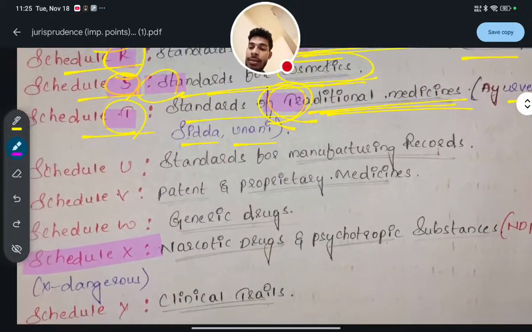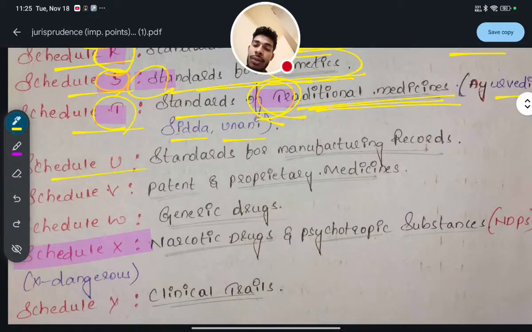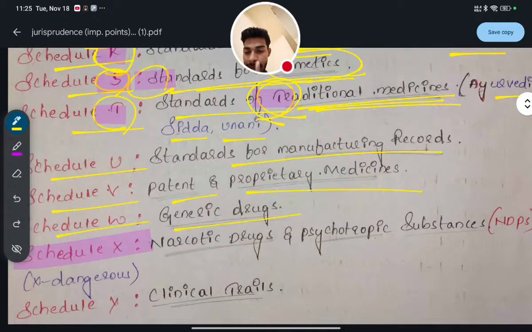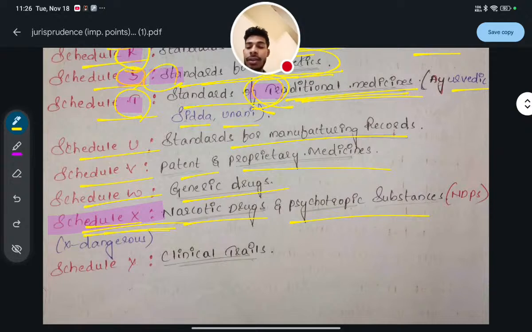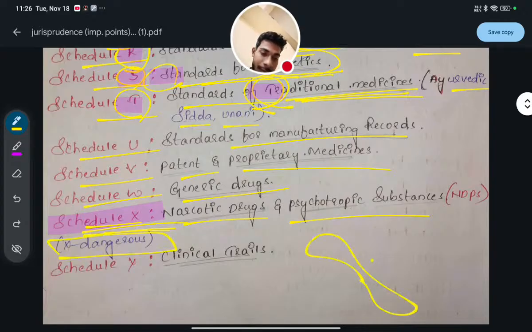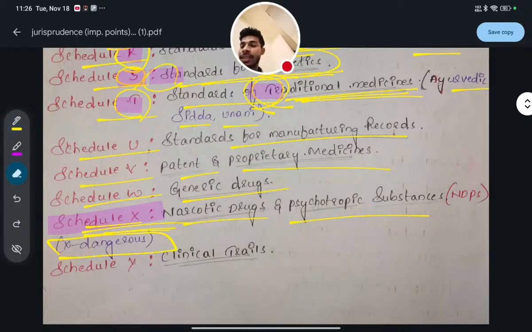Take a screenshot. Schedule U stands for the standards for manufacturing records. Schedule V, patent and proprietary medicine. Schedule W, generic drugs. Schedule X, a very important schedule. It is for narcotic drugs and psychotropic substances, which is mentioned by NDPS. Okay, X is very dangerous. Like this you can remember. So Schedule X is dangerous.